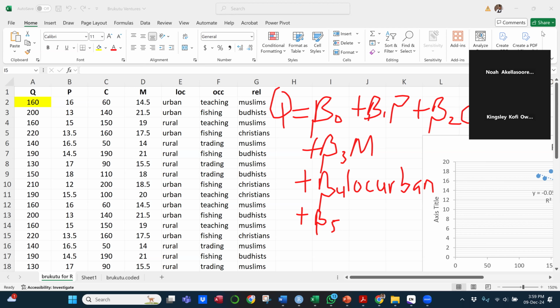Good. So in this case, which one has been dummied with a 1, and which one has been dummied with a 0? With what you see on your screen, which one is the dummy of 1, and which one has been dummied as 0? Noah.